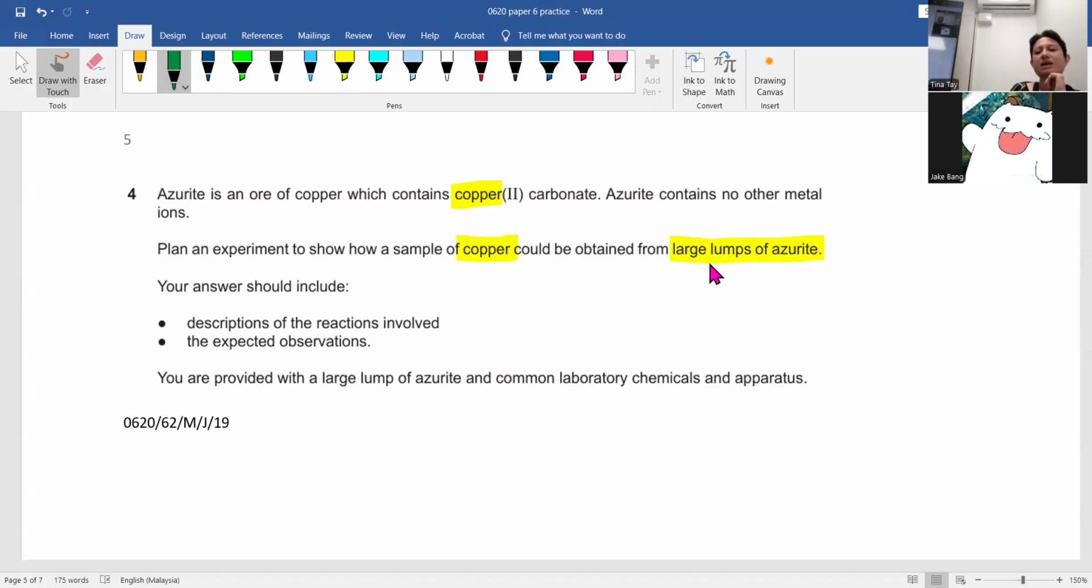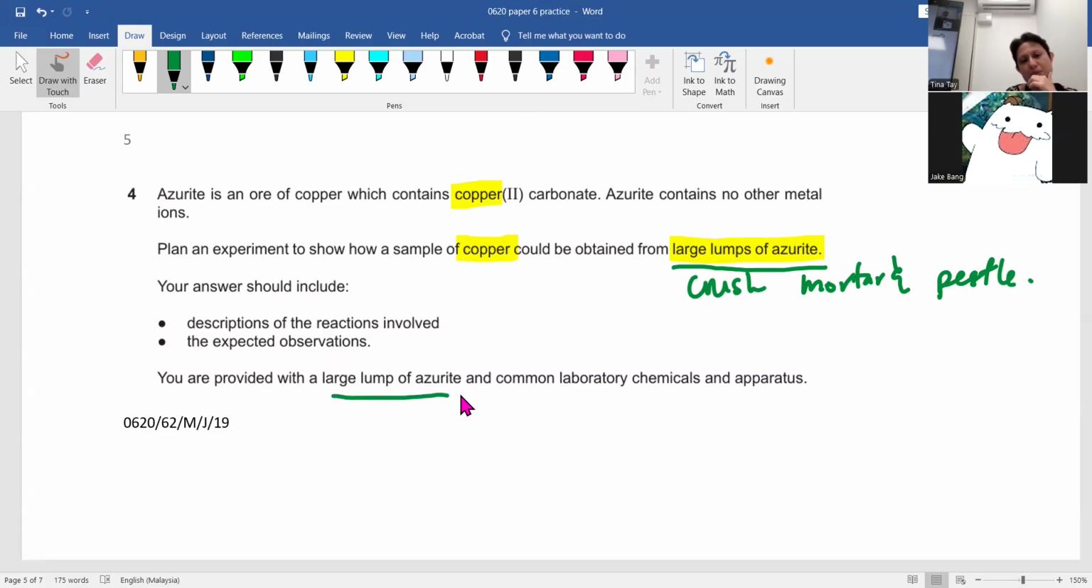Even if you don't know anything, you see the words large lumps, so it is big. So what do you do? You crush with mortar and pestle. I had one student, he forgot everything. He wrote there, bang it with a hammer. He still got 1 mark. Please don't write that in the exam, okay? Your answer should include the description of the reaction involved and expected results.